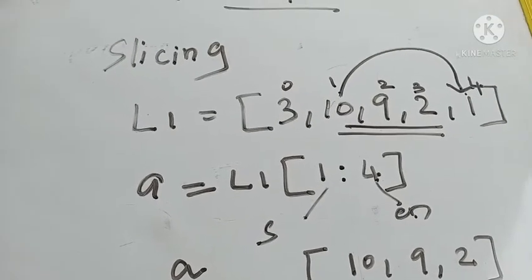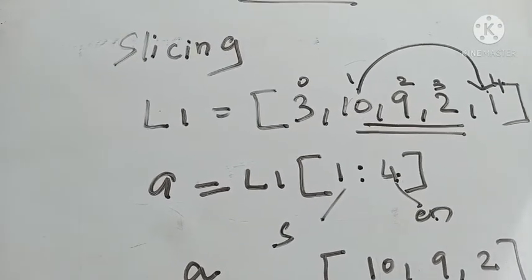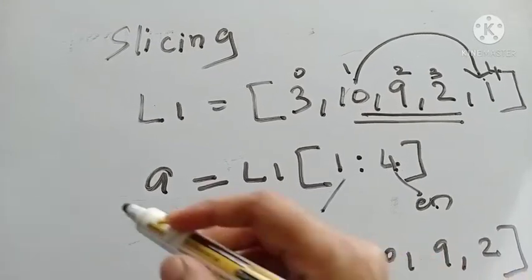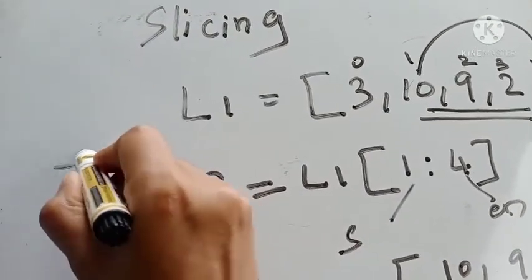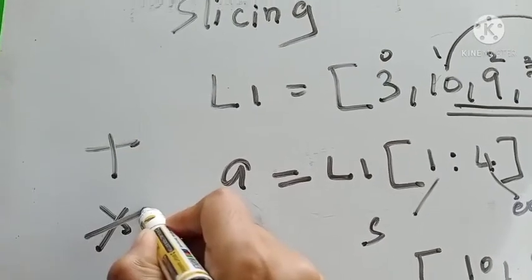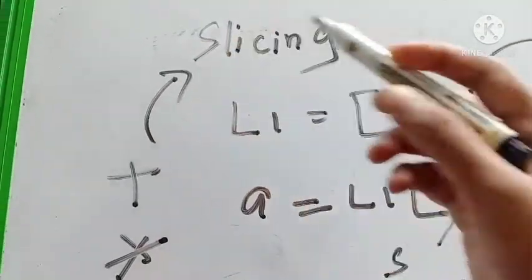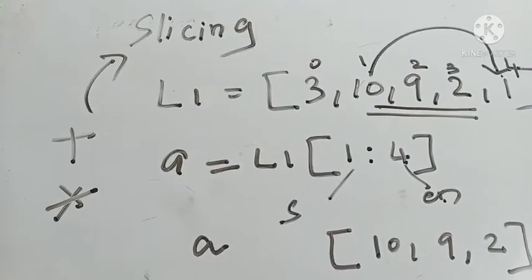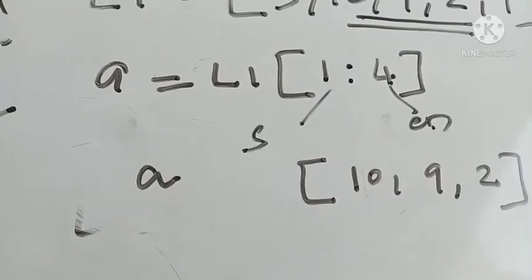Okay, so tell me, what are the operations coming under list? The first one is plus symbol, used for joining. Star is used for replicating, and the third one is nothing but slicing. Okay.